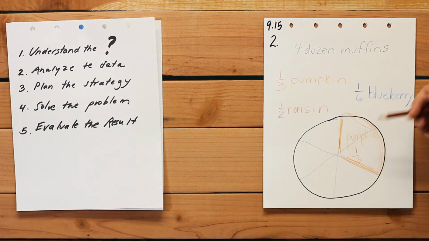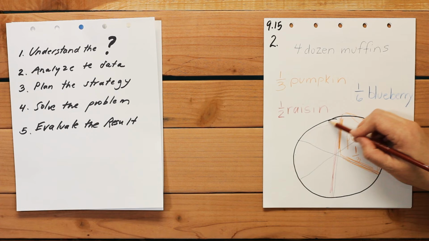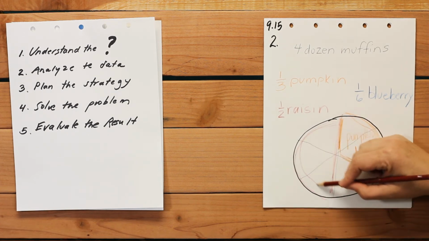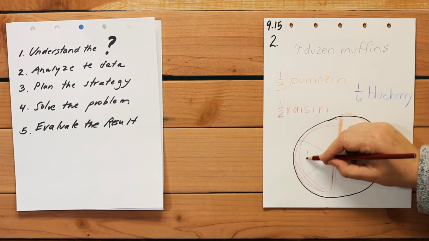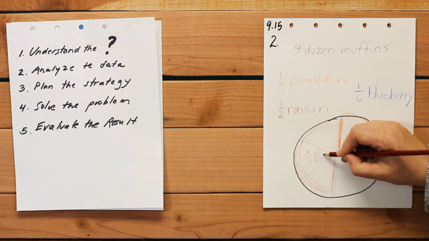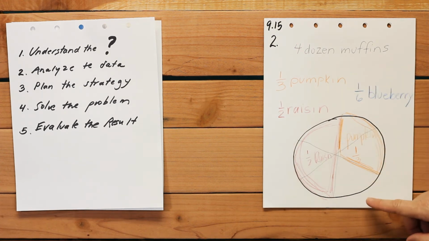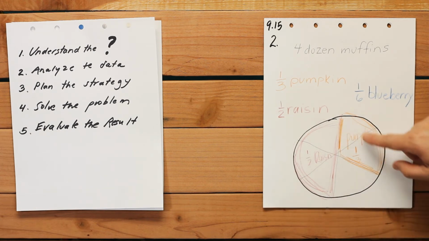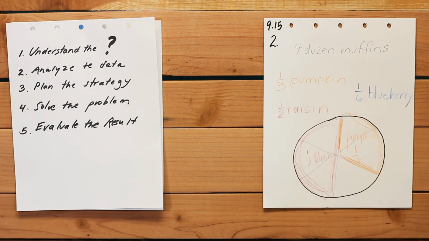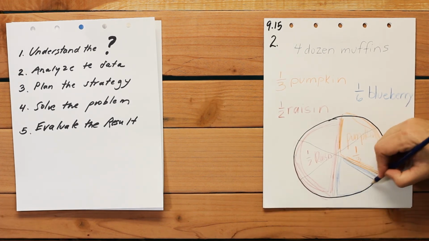Now I know half of the muffins were raisin. Well, I can automatically just say this half. Half is going to be 3 parts, and excuse my messiness here, but we're going to say half are raisin. And then finally, we have 1/6 are blueberry. Well, we have the 6 parts, and this is only 1/6, so this is going to be our blueberry part.